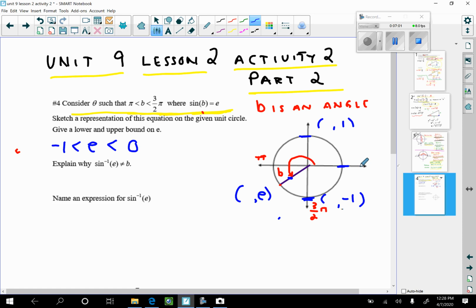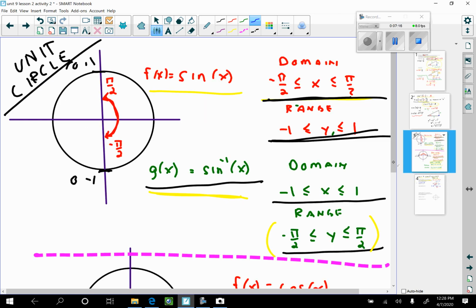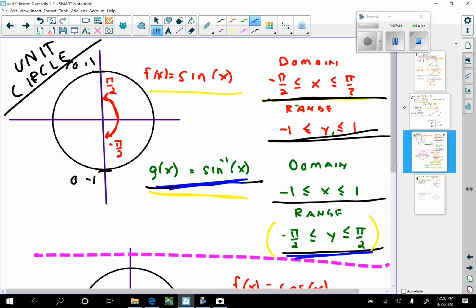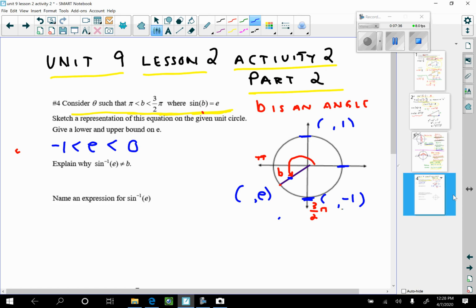Here you go. Why doesn't inverse sine equal B? Well, I'm talking about the range of inverse sine. If I go back to this slide right here, the range of inverse sine has to be between -pi/2 and pi/2, because of the way that I have structured the inverse sine, the way that I have limited the domain of sine. So there's no way that can equal B.